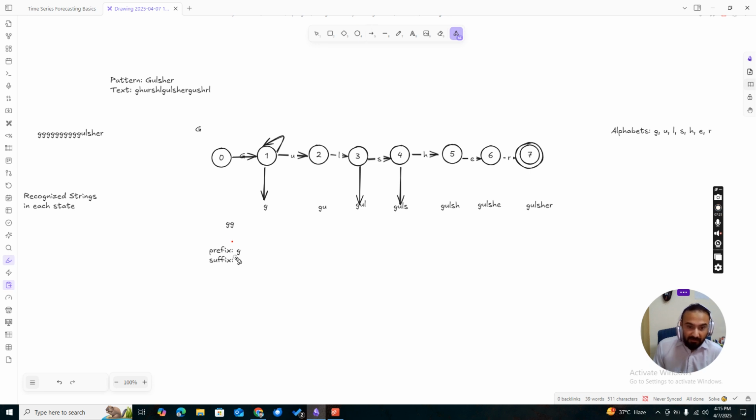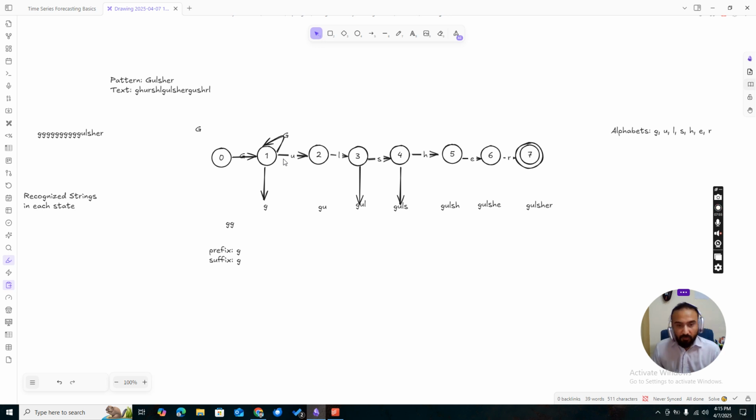As you can see, the prefix and suffix are matching, and the length of this prefix and suffix is 1. So this G will be dealt with by state 1. The G will loop back to the first state, which means it's looping back to itself. So the G will loop back here within the first state.